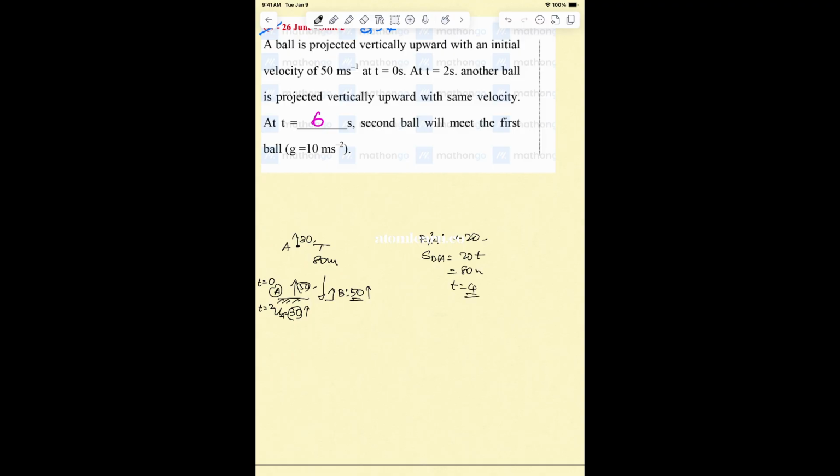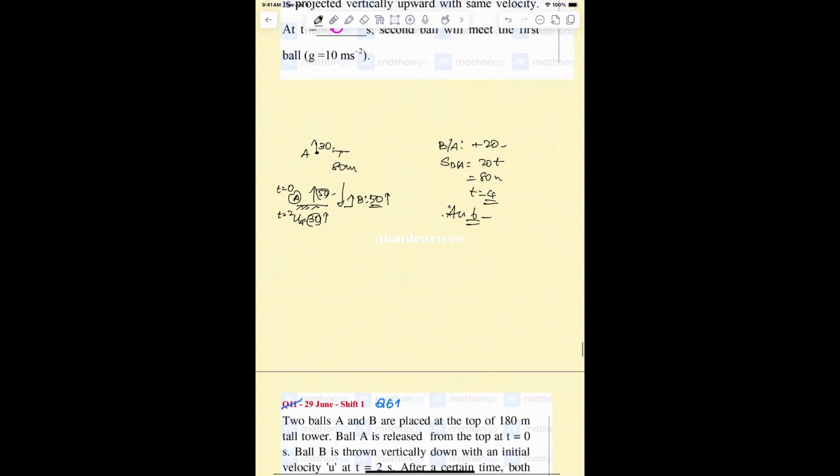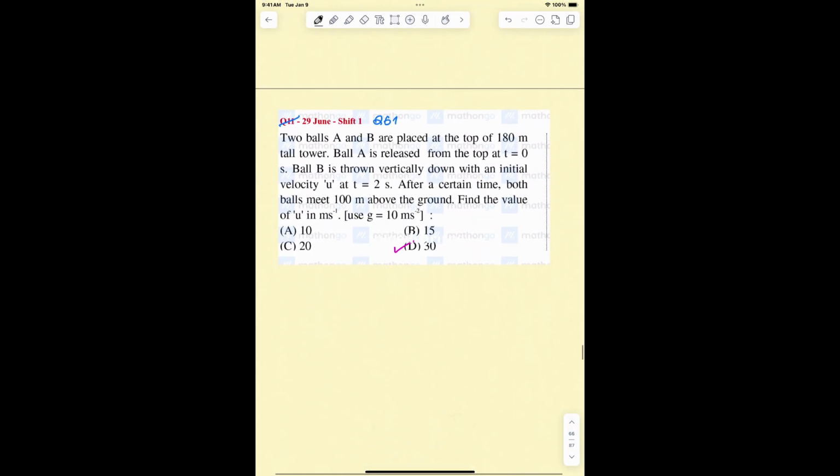Therefore, they are asking at what time t. We have to add that 2 seconds and say that 6 seconds is the answer. Okay, therefore, answer is equal to 6 seconds. Understood? Fine. Now, let's take the next question.